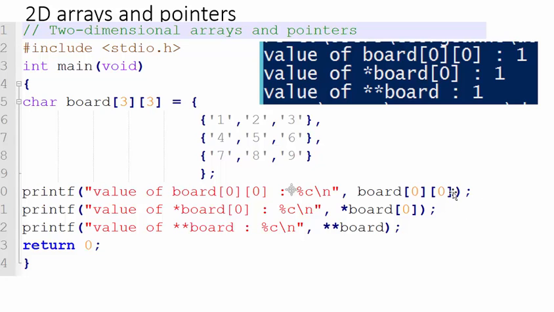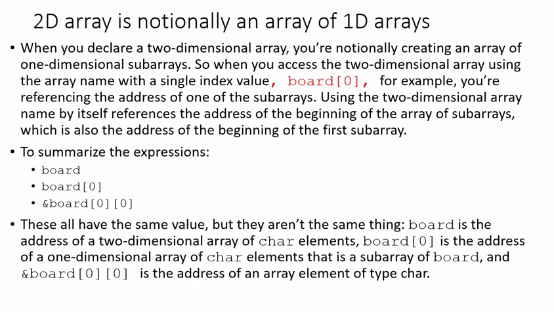So I've asked for element 00. This I've asked for the thing pointed to at the beginning of a subarray. And this I've asked for the thing pointed to specifically to the first element again, but I'm pointing to it instead. So a 2D array is, like I said, notionally an array of 1D arrays. So each row is a 1D array, right? And I put them together sequentially.